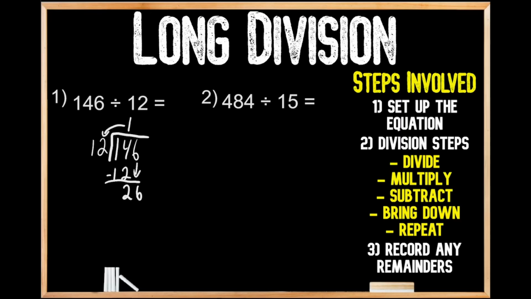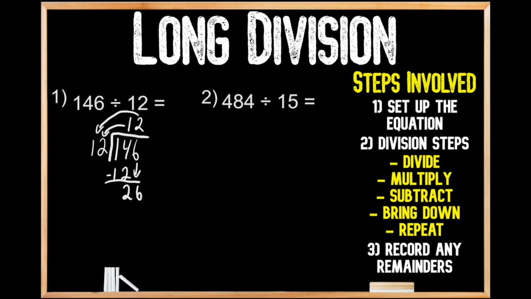Now when we repeat this process of going through the division steps, we're going to be dividing 26 by 12. And we know that we can make 2 groups of 12 out of 26. So we're going to write the 2 here above the 6. And next, we're going to move on to the next step, which is to multiply.